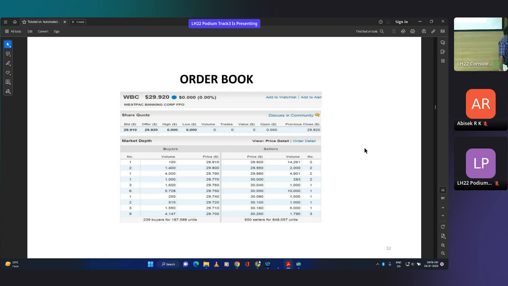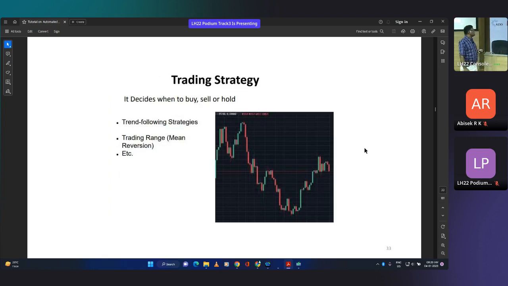Then there is one other important thing, that is the order book. An order book has prices, the buyers and sellers list, and the person who is offering the highest price is listed on the top. And then there are the first 10 buyers, and similarly the person who is offering the lowest seller price is on the top. And when the prices match, the transaction happens.